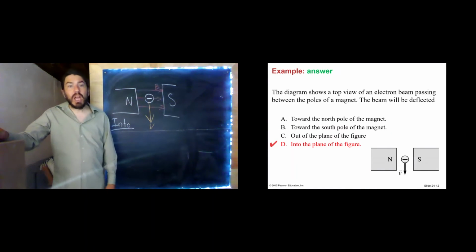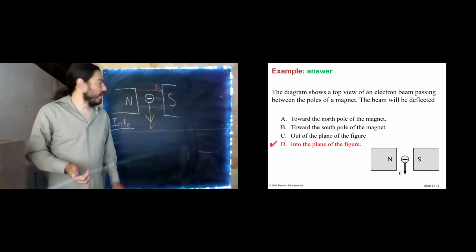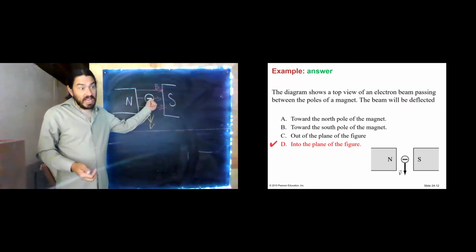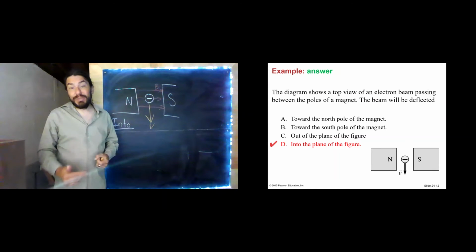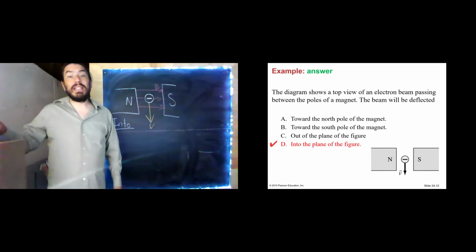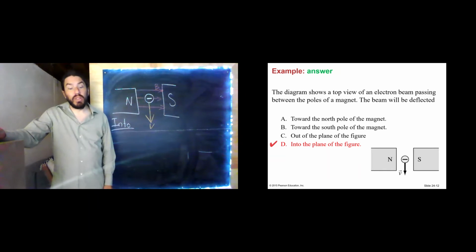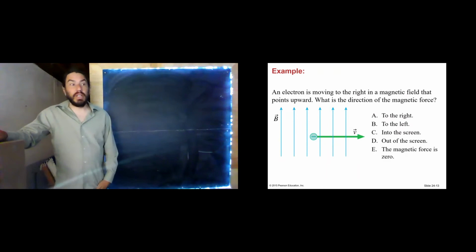Okay, not too bad, but there's a number of things you have to remember, right? Not only do we have to remember the right-hand rule, we have to remember to flip it for the negative sign, and we have to remember that outside of a magnet, the magnetic field lines always point north to south. Let's just do another example.